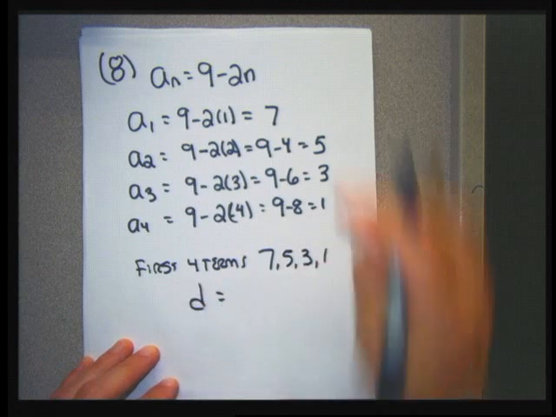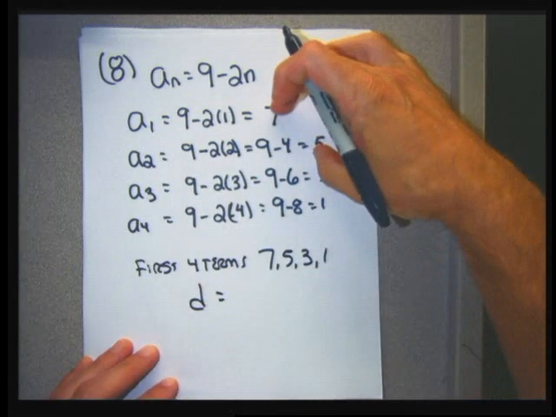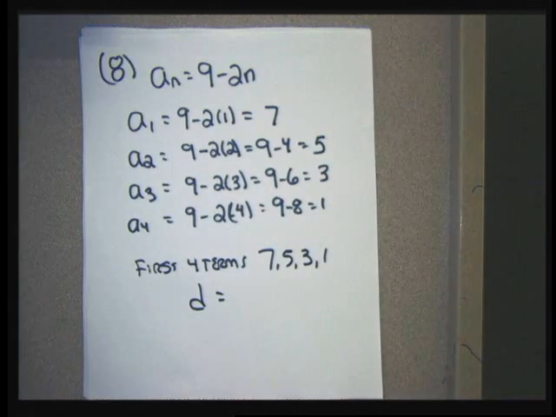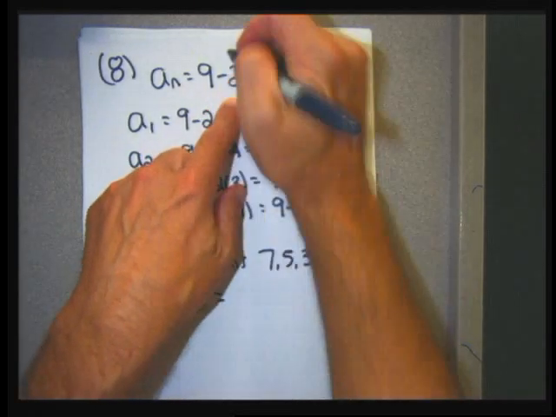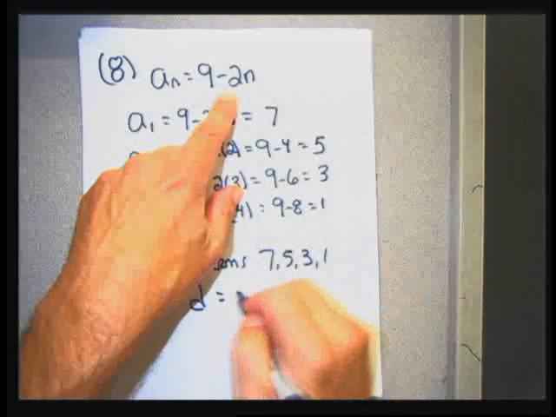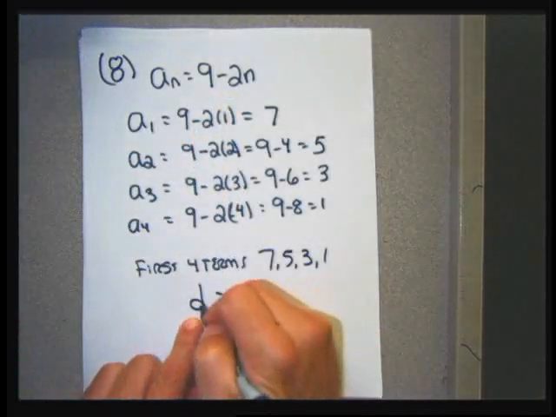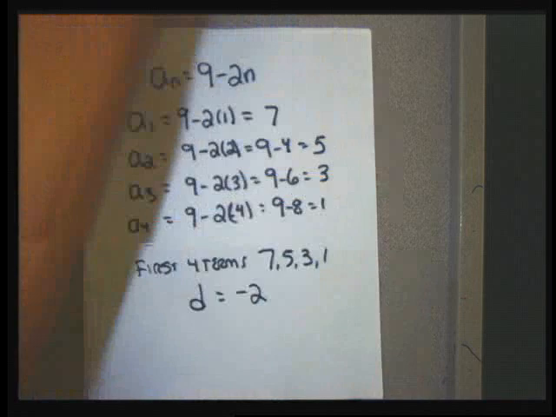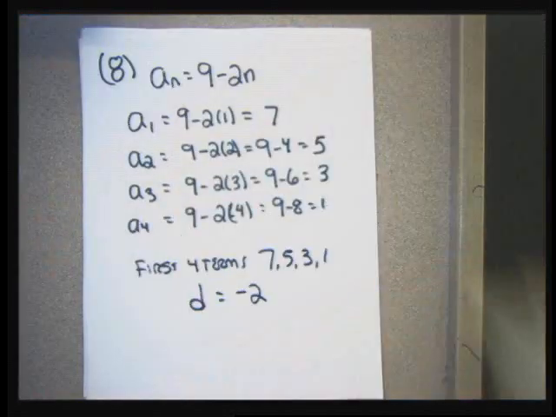And the common difference is 2. To get from 7 to 5, they're 2 apart. 5 to 3 is 2 apart. 3 and 1 is 2 apart. Again, because the numbers are getting smaller, I'm going to say the common difference is negative. I'm going to take the number in front of the n with its sign. So I'm using d to represent common difference rather than writing the words. So that's how you would do the first 4 even problems.